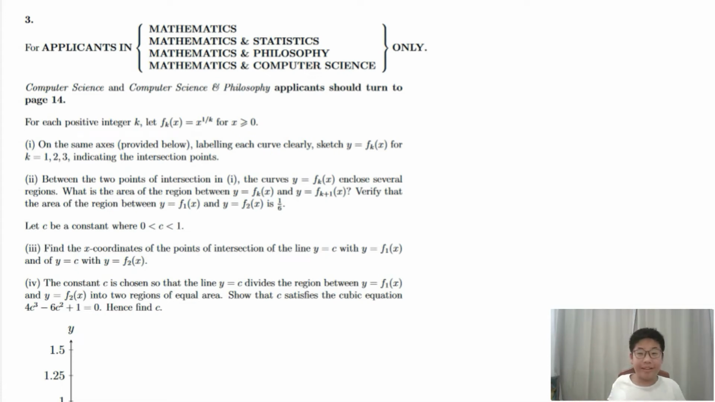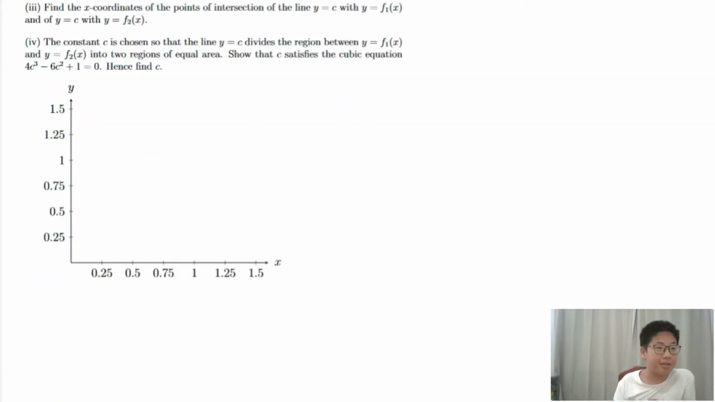Today we are now going to do question 3 of 2017. Today we're going to do some equations. Now we're talking. Sadly, this isn't calculus, but we are going to introduce a very clever trick called the inverse function. On the same axes, labeling each curve clearly, set y equals f_k(x). This is boring, but we'll do it anyway since it's part of the question.